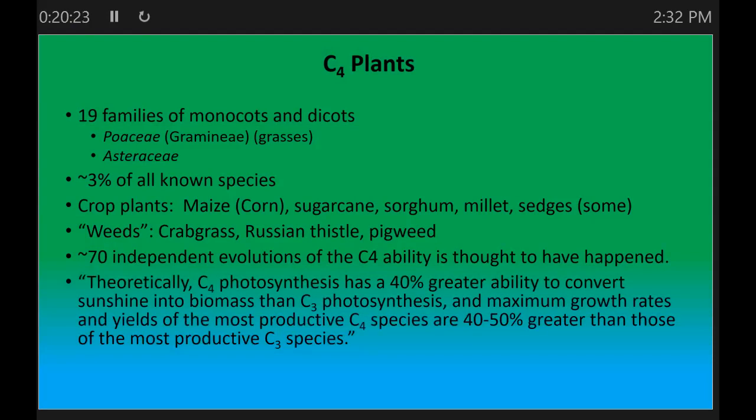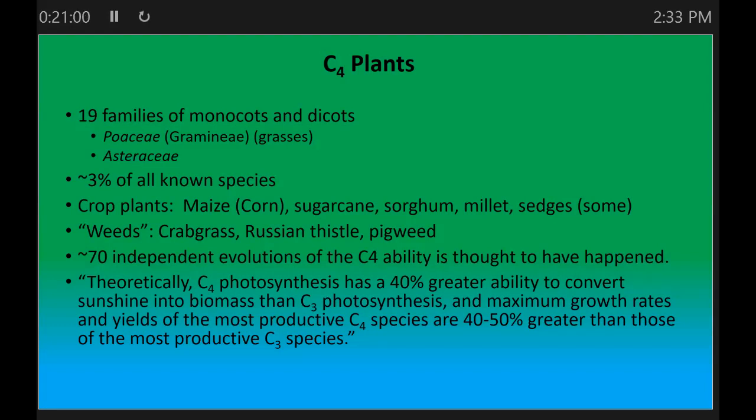So, C4 photosynthesis has a 40% greater ability to convert sunshine into biomass than C3. And maximum growth rates and yields of the most productive C4 species are 40 to 50% greater than those of the most productive C3. So they grow faster. They can create a lot of biomass if you run them head to head with C3 plants. And so that last quote was taken from a paper. When was that published? A while ago.